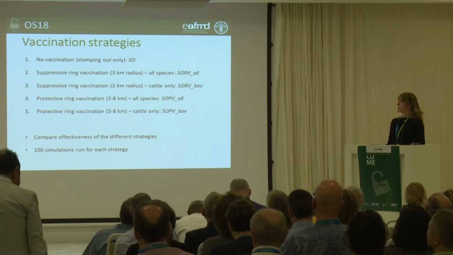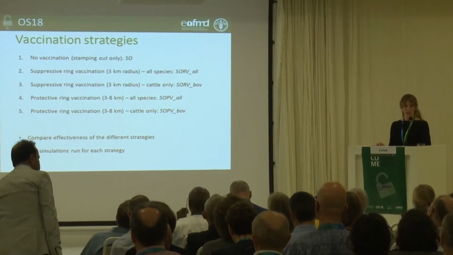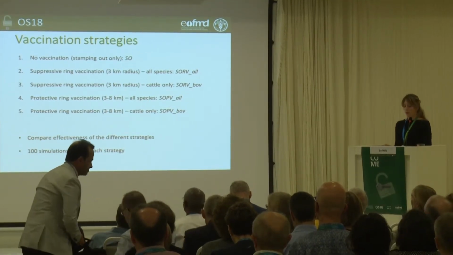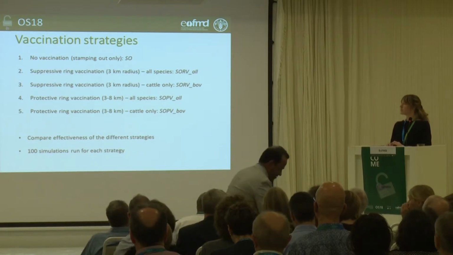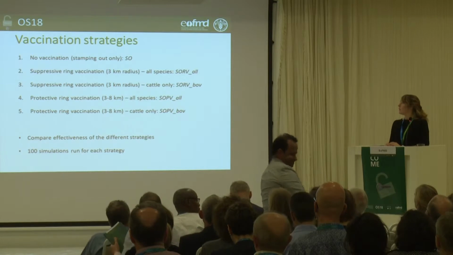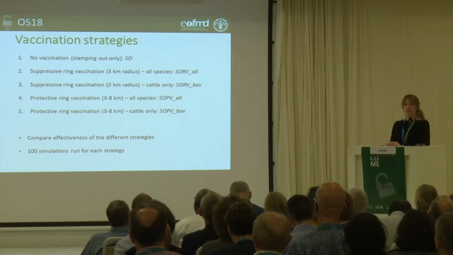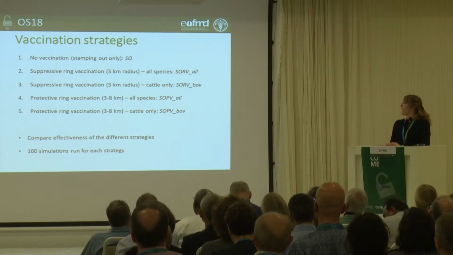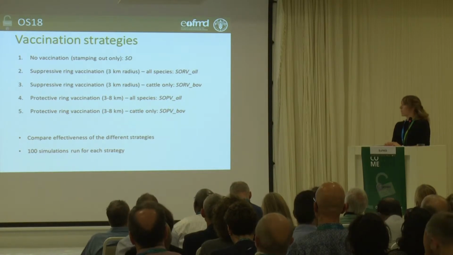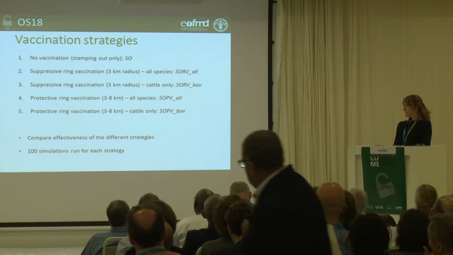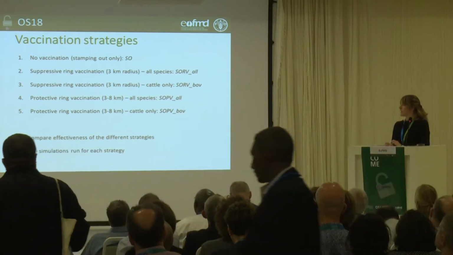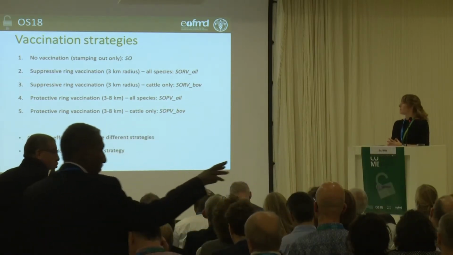So these are the vaccination strategies that we are considering. First of all, no vaccination, only stamping out. Then suppressive ring vaccination. For all the species, we are going to vaccinate all susceptible species around infected holdings with a 3 kilometer radius. The next strategy would be the same, suppressive ring vaccination with 3 kilometer radius, but vaccinating cattle only.